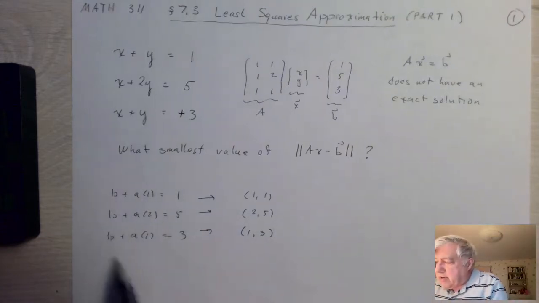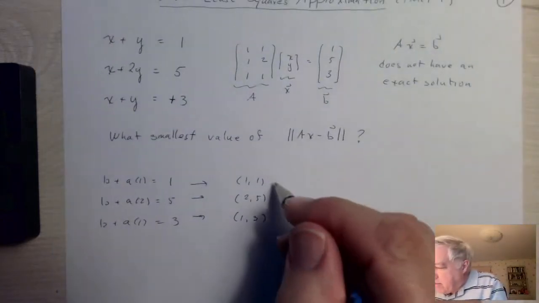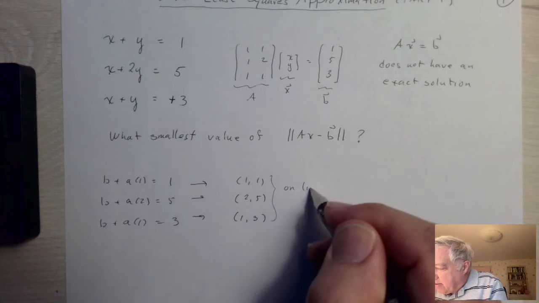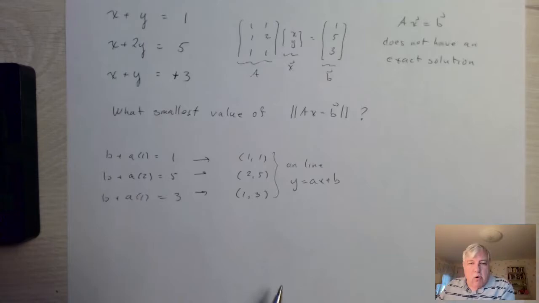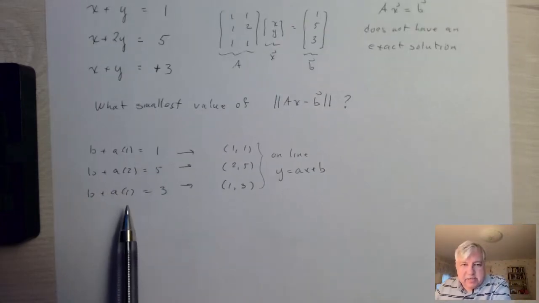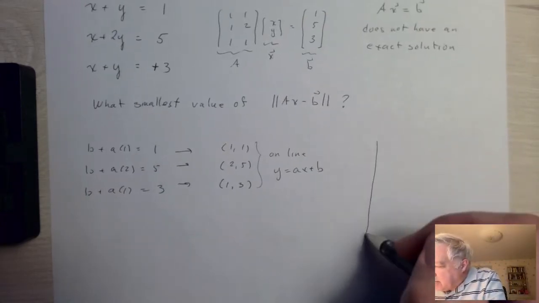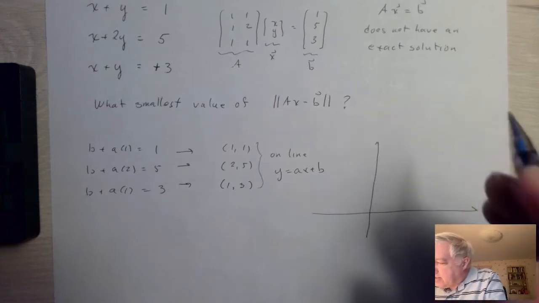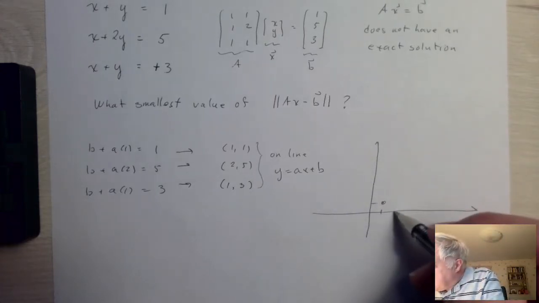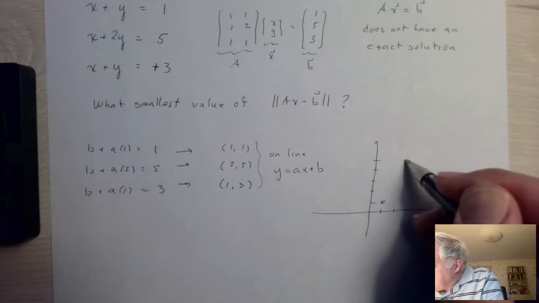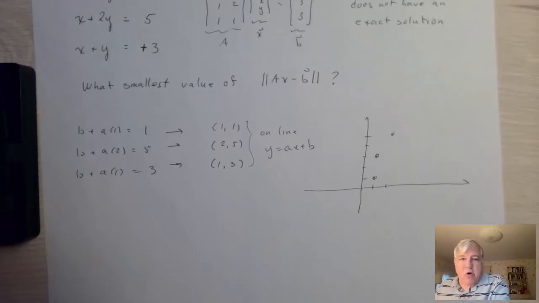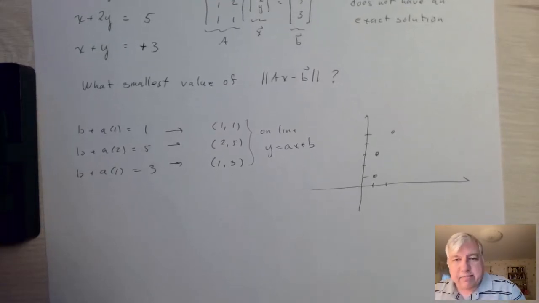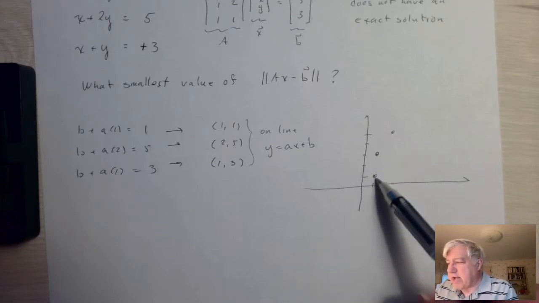Okay, if this equation were to hold, that would mean that these points are all on the line given by y equals ax plus b. Now, of course, this is impossible, and we can see it geometrically, right? If we plot these points, here's (1, 1), (2, 5), and (1, 3). There is no way that we could get a line passing through all 3 points, especially since these two have the same x-coordinate.